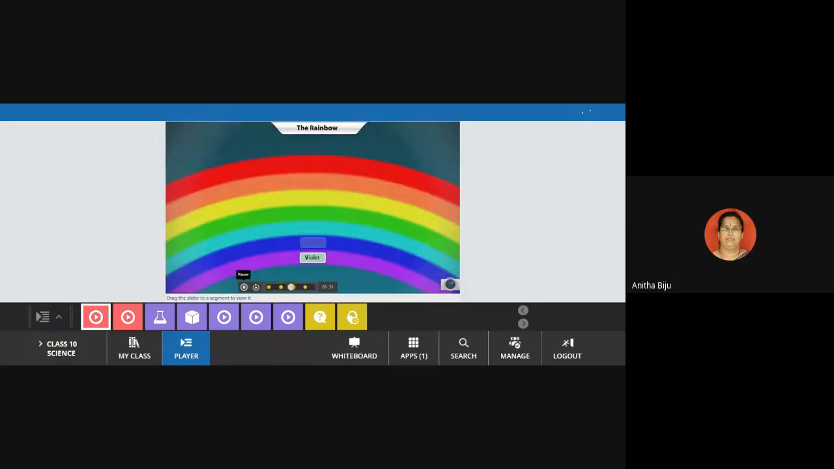The acronym VIBGYOR is used to remember the sequence of the colors in a white beam of light. From the spectrum, you can see that red color bends the least and violet color bends the most. So this is one question related to this particular topic: why does violet deviate most and red deviate least? These are the two questions that you can answer. Okay, so you can explain on the basis of deviation and on the basis of frequency and wavelength.